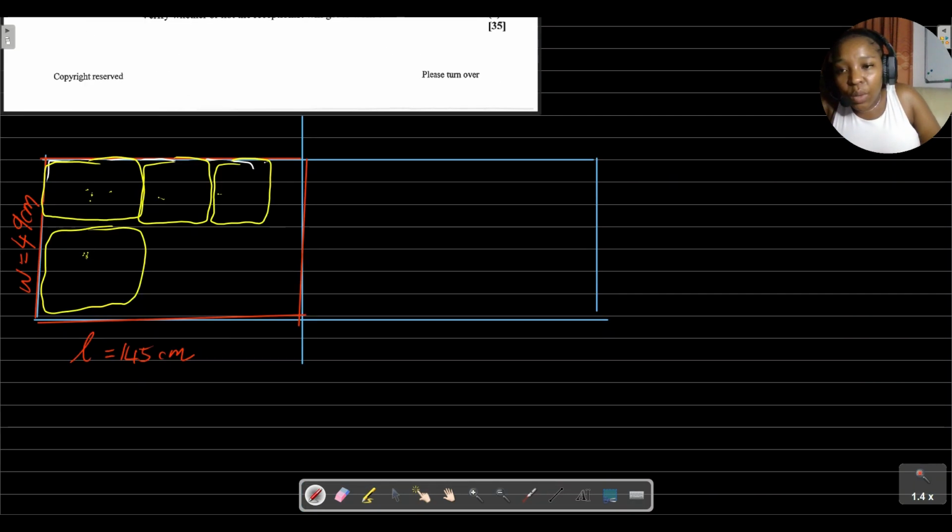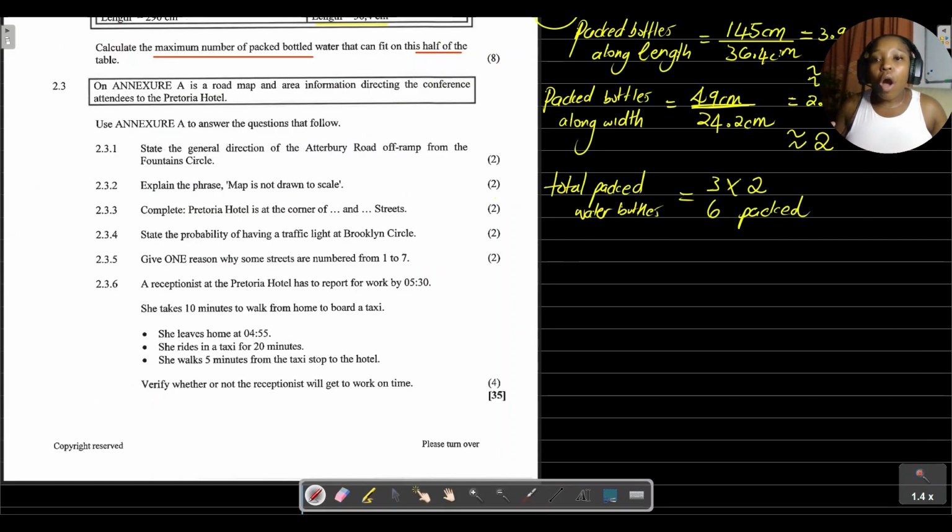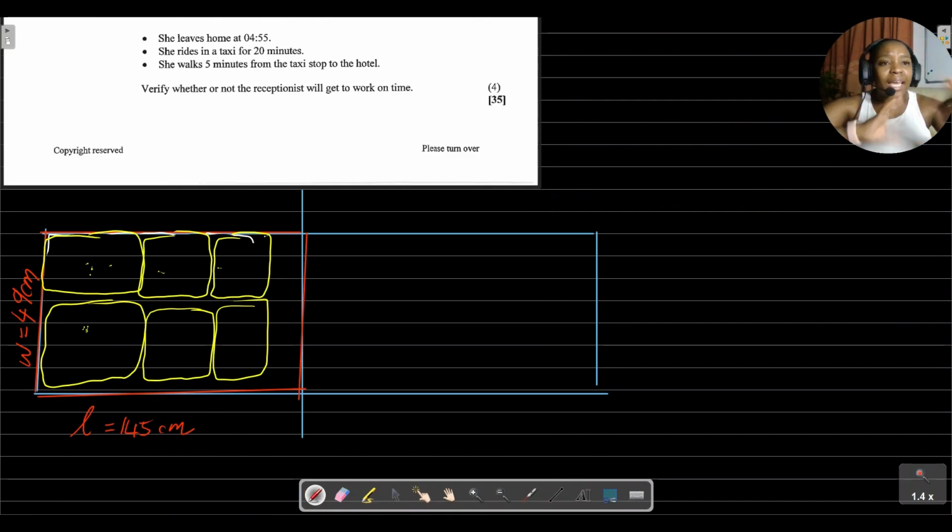So what does this mean? We can fit 6: 3 along the length, 2 along the width. In total, I can fit 6. But now they said, what's the maximum? So we need to see if there is any space left on this table where I can squeeze in another packed water bottle. How can I determine that? Maybe I can pack them that way instead of just packing them like this. Maybe I can pack them like that. Can I do that?